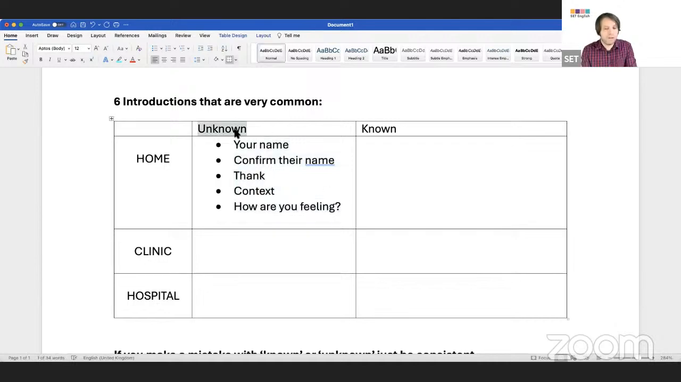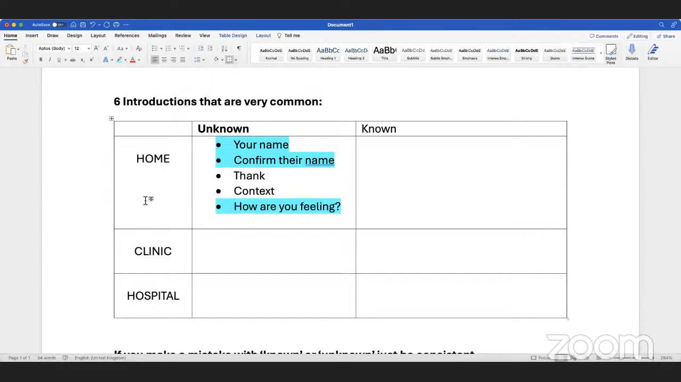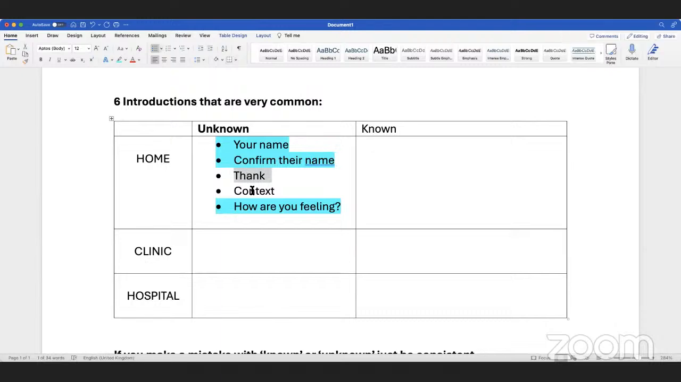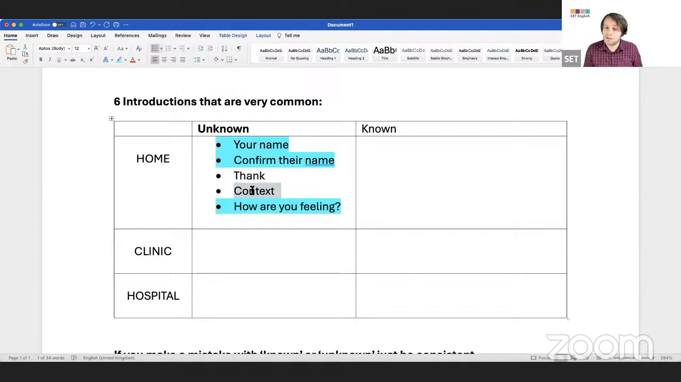But very important here, guys, is this one and this one, the blue. Are they essential or not essential? Essential, right? I really think that you must do these 3 things. But is it essential to say thank you? No. Is it essential to give context? Not necessarily. It's very helpful sometimes, but you don't need to do it, right?